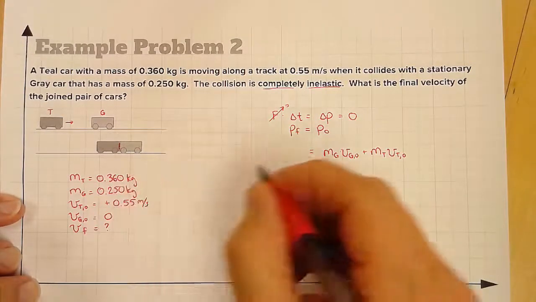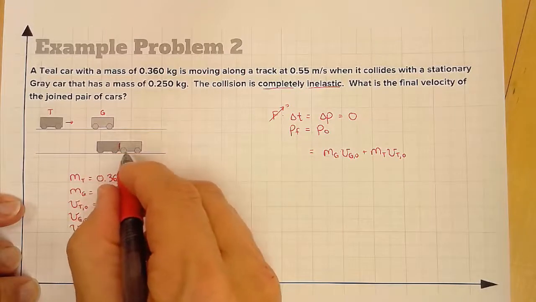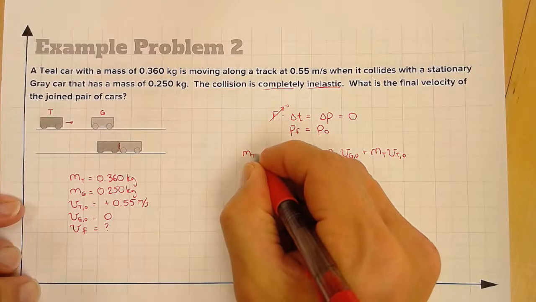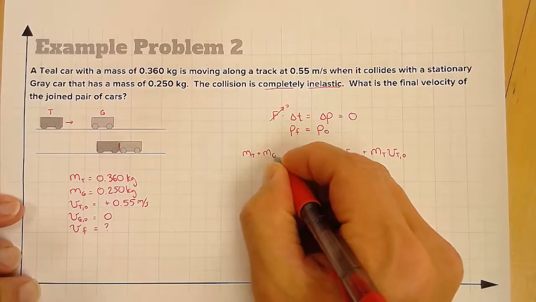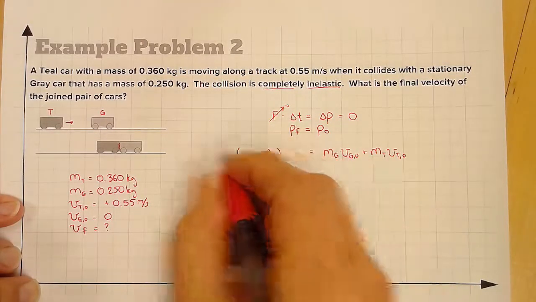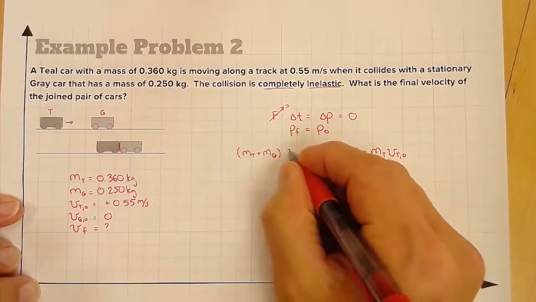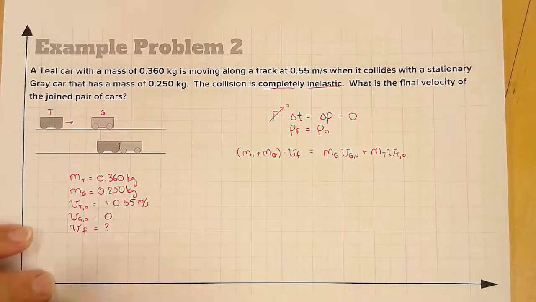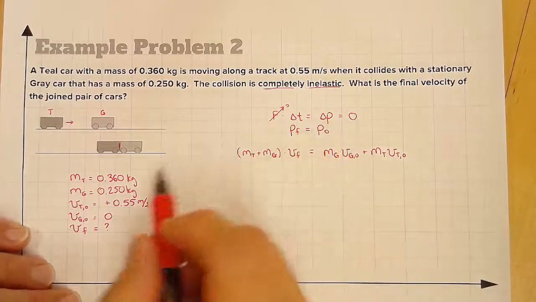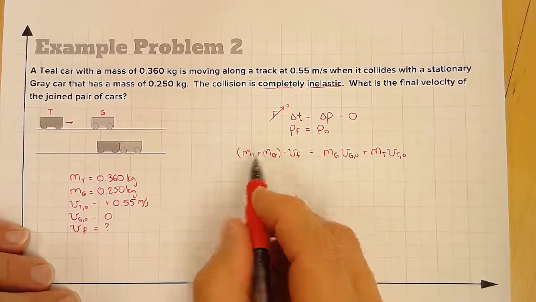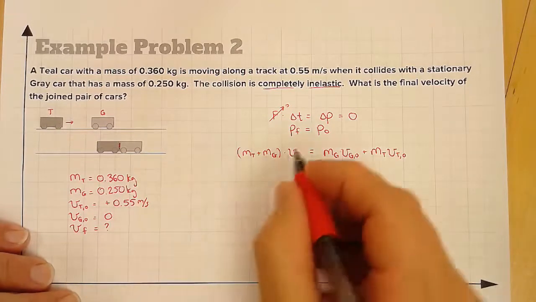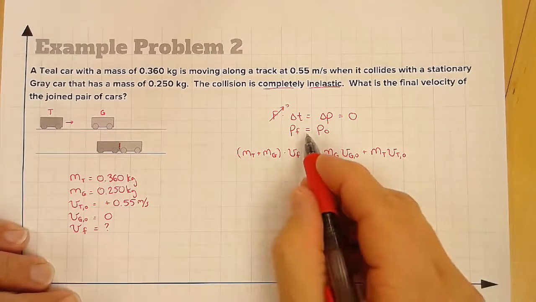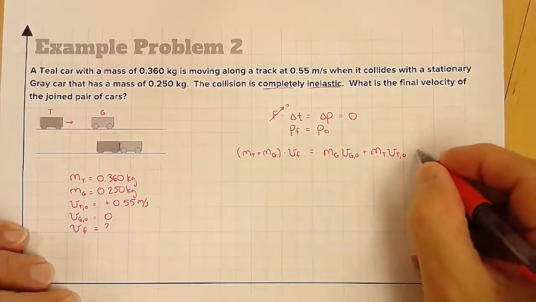The final momentum will be the mass of this car, which is going to be the mass of the teal car plus the mass of the gray car, because they're joined. So that's the mass of this thing times their final velocity. That's the final momentum. Okay? So that's the slight difference between this problem and the previous problem. When two things are joined together, you can find their momentum by taking their combined mass times their velocity.